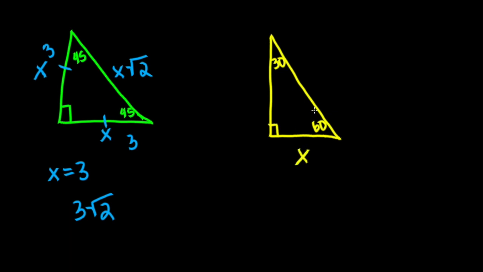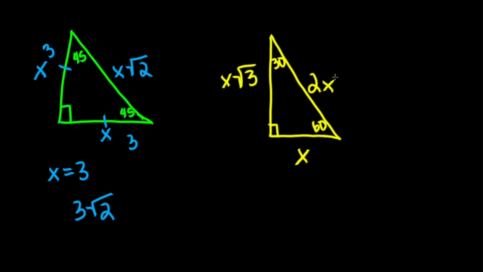Now our longer leg is going to be opposite the larger angle, which is 60. And our longer leg is going to be equal to x times the square root of 3. Our hypotenuse, which is opposite the right angle always, is going to be equal to 2x. So by looking at this, you can see that basically once you know what x is, you can solve for any part of this triangle.